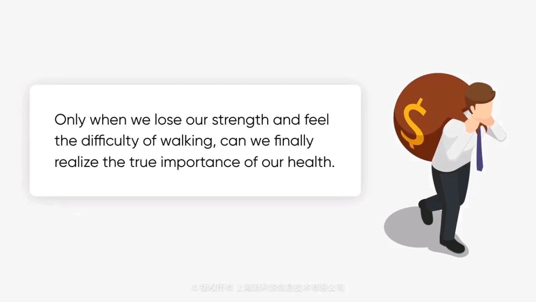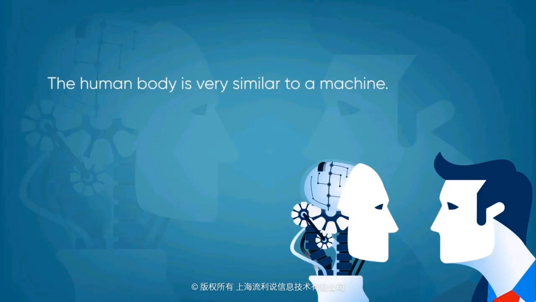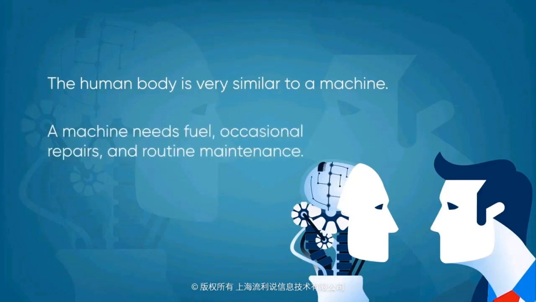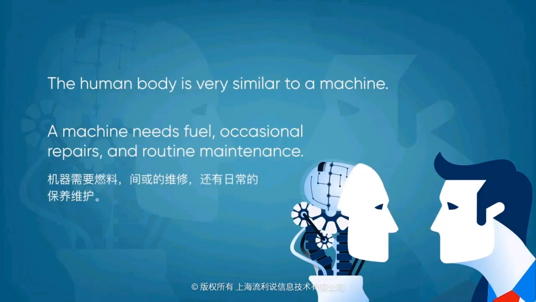The human body is very similar to a machine. A machine needs fuel, occasional repairs, and routine maintenance. To keep your body working smoothly, you should give it healthy fuel, stay in the habit of exercising, don't get too hot or cold, and occasionally take some time to relax.